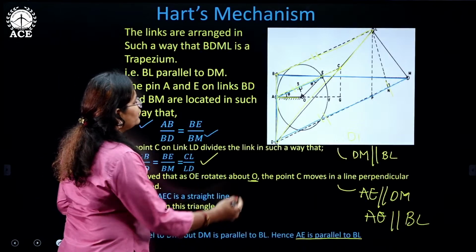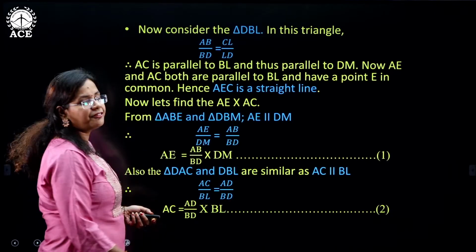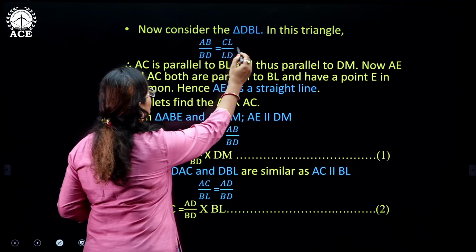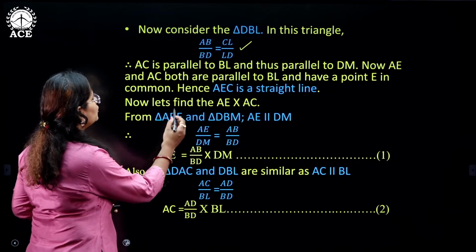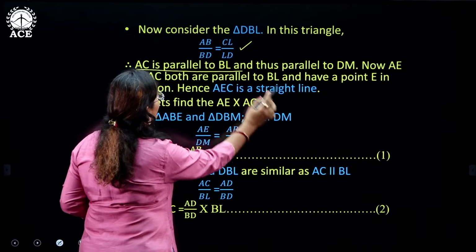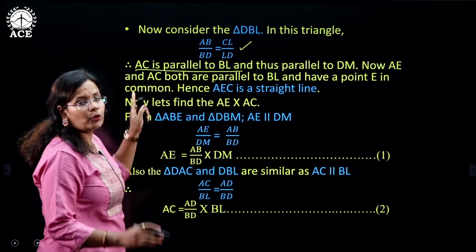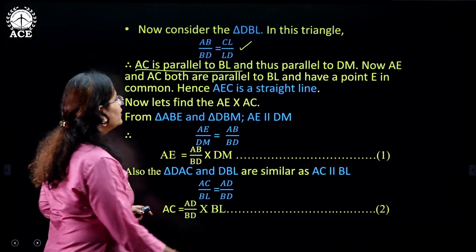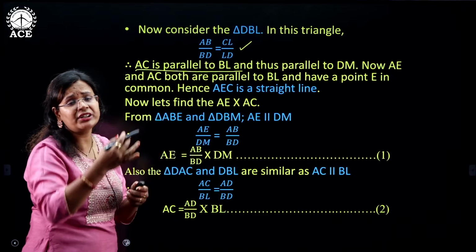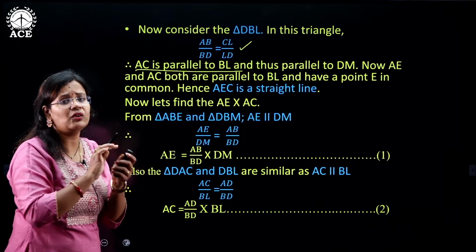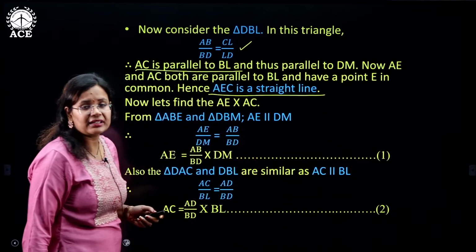Now, the next triangle that we will take, I told you, DBL, the bigger triangle, the yellow triangle, we will take here. And from that, if I want to write the ratios, I will write AB by BD is equal to CL by LD. Then similar steps will be followed, and we can say that AC is parallel to BL and then parallel to DM. So now AE and AC both are parallel to BL and DM, right? So when they are parallel, I can say that E and point C are lying on the same straight line. So AC is proved to be a straight line first.